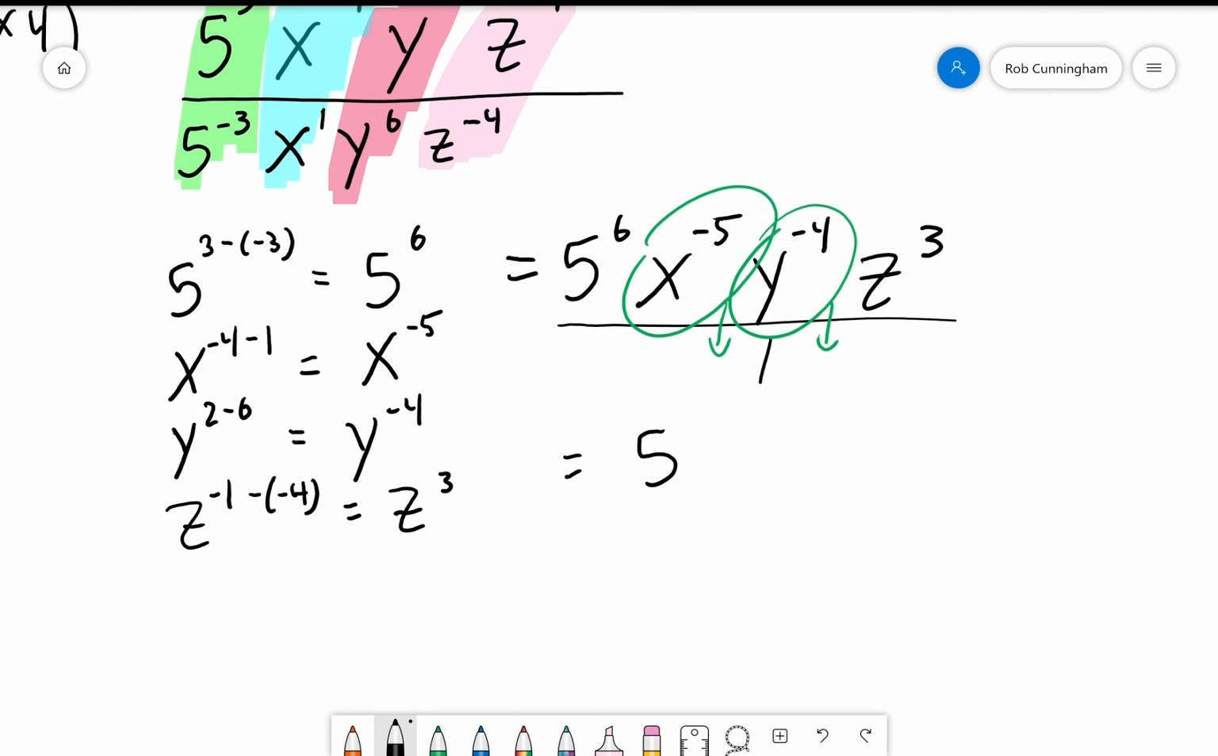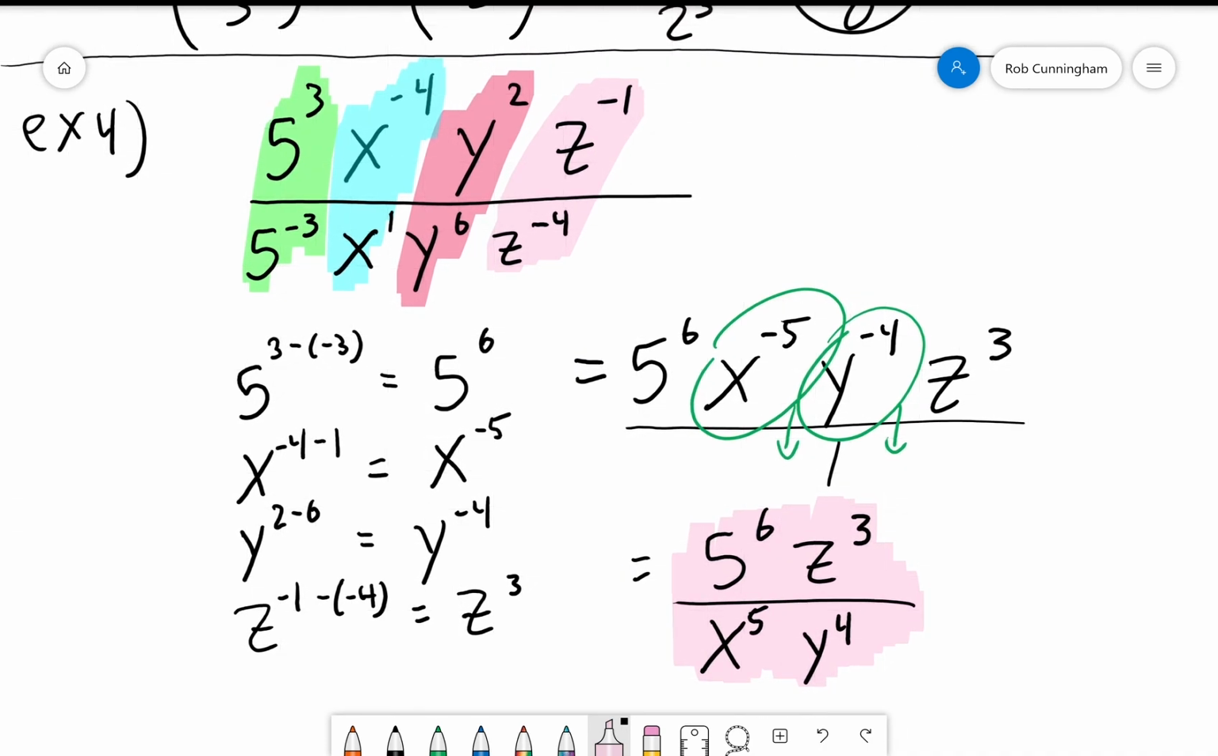So that 5 to the 6th stays on top, the z to the 3rd stays on top, the x to the negative 5 drops to the bottom and becomes x to the positive 5, the y to the negative 4th drops to the bottom and becomes y to the positive 4th. That's about as complicated as these problems get.